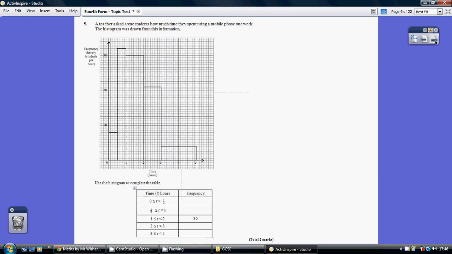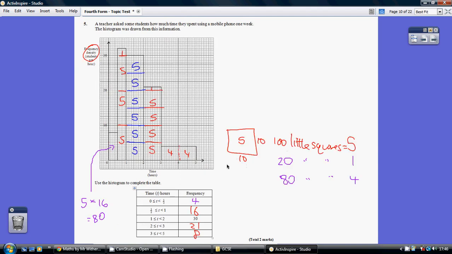Question 5 is the same idea, but it's much more complicated with the squares, so sorry about that. So we're looking for the one where we got both bits of information. On this occasion, that's between 1 and 2 being an area of 30, and between 1 and 2 we can see is 1, 2, 3, 4, 5, 6 of these big squares. Each big square represents 5, but each big square comprises 10 little squares by 10 little squares. So in other words, 100 little squares represents 5 students.